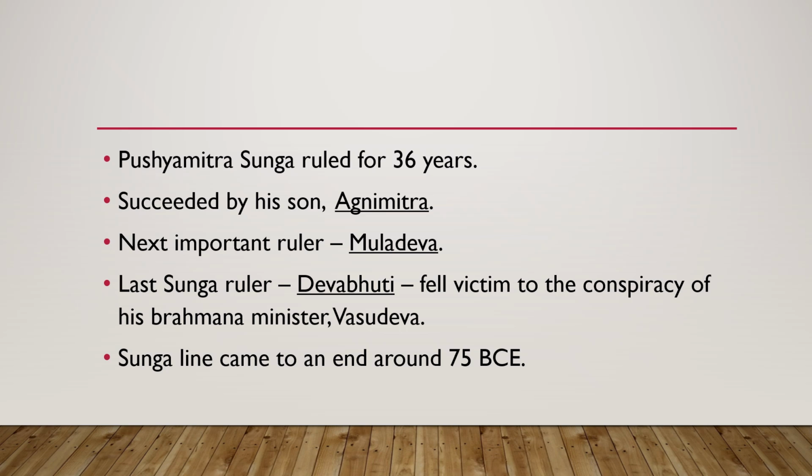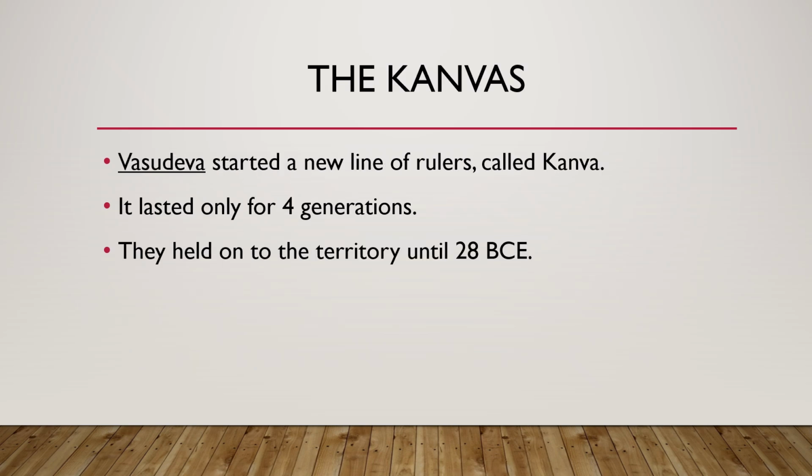Vasumitra appears to be an important king, the next important king, with whom we see the start of the disintegration of the Shunga dynasty. And the last Shunga king was Devabhuti. He was the fourth ruler of the line, and he probably fell victim to the conspiracy of his Brahmin minister Vasudeva. So the Shunga line came to an end by around 75 BCE. Then Vasudeva started a new line of rulers called Kanva. It lasted only for 4 generations and they held on to the territory until 28 BCE.